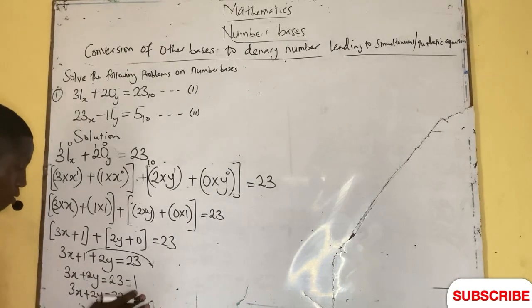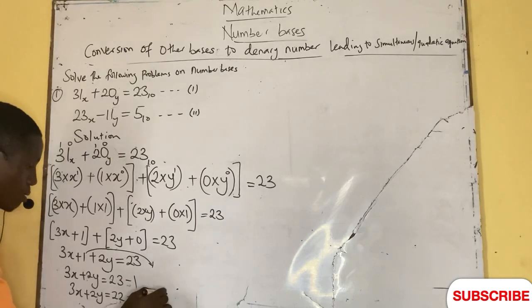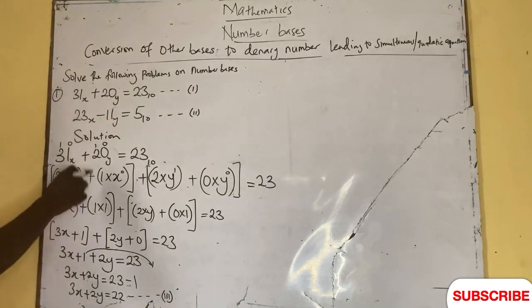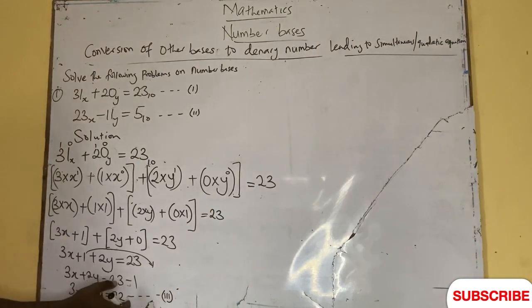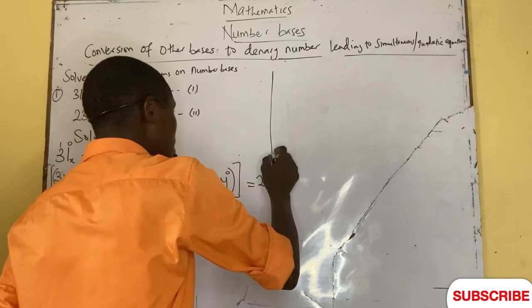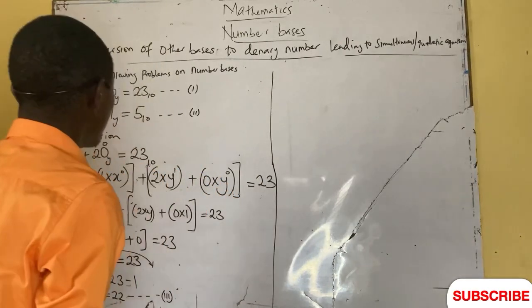Call it equation what? This one now becomes what? From equation 1 now it becomes equation 3. Because now we are having what? The equation is not in base 10 here, but it's now in what? Base 10. So that's why we call it equation 3. So now, furthermore, please follow.